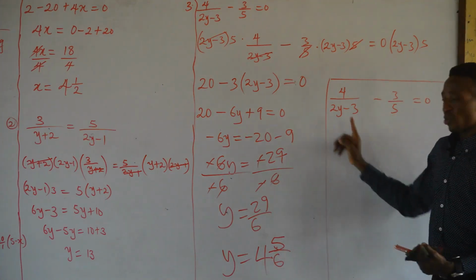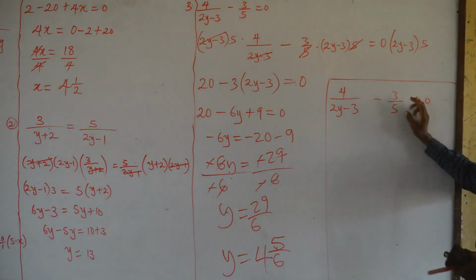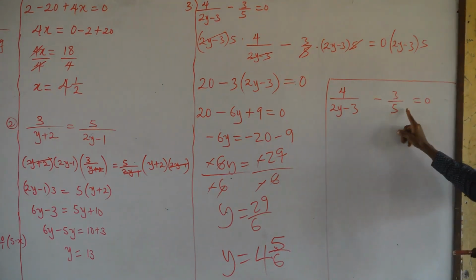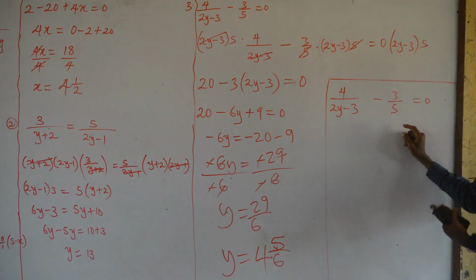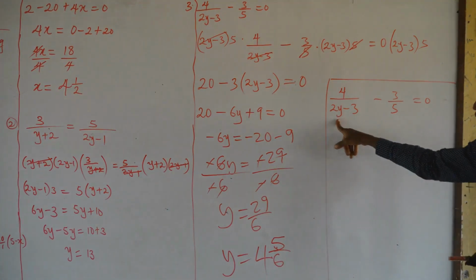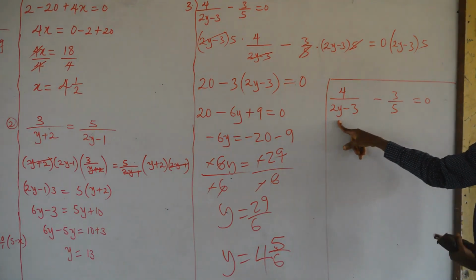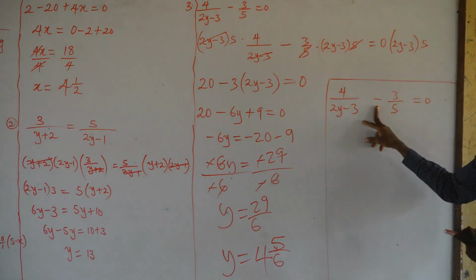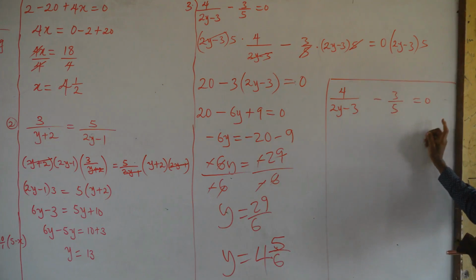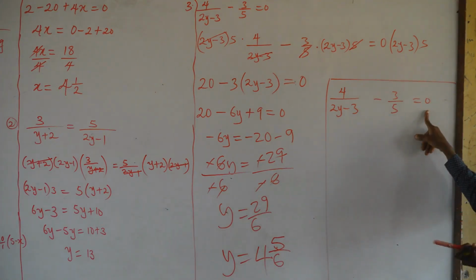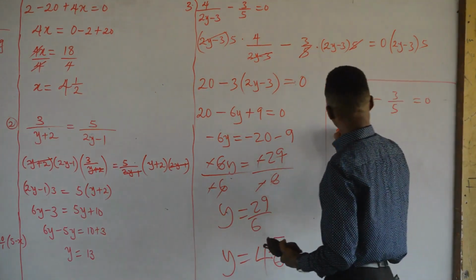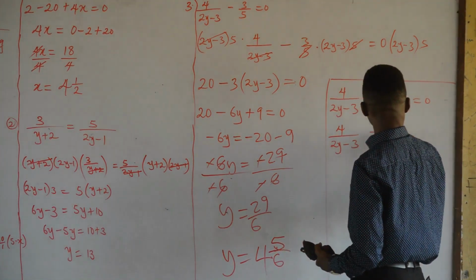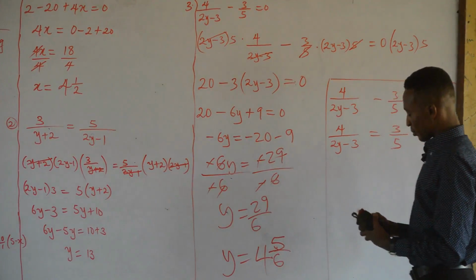When this minus 3 over 5 crosses to the other side, the reason it is crossing is because from our previous classes, we've made it clear that numbers cross to the right hand side, while the algebra stays. So the 2y here is the algebra, so it's staying on the LHS. Initially it had a minus, so when it crosses, it becomes plus. So 0 plus 3/5 gives you 3/5. So this now becomes 4 all over 2y minus 3 equals 3/5.